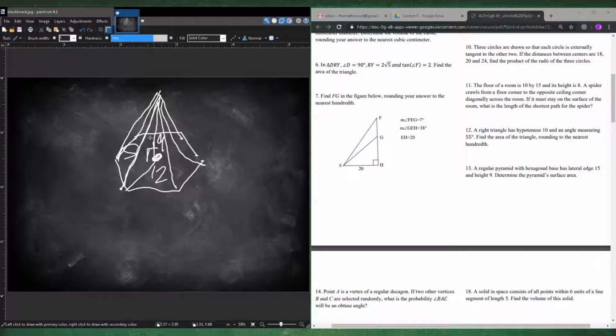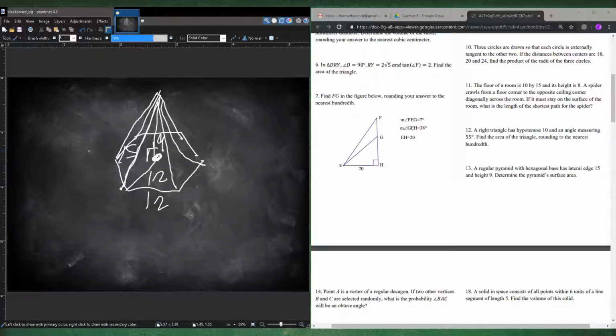Okay. So since this is a hexagonal base and since this is a regular pyramid, that means the base has to be a regular hexagon. And a regular hexagon is made by 6 equilateral triangles. Since this is an equilateral triangle, that's telling me that the side length is also 12. Okay, that's 12 right here. Oh, then it's still 15.